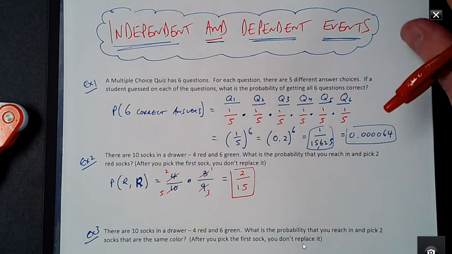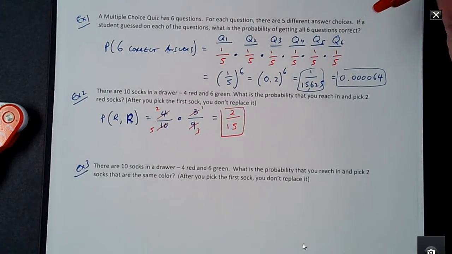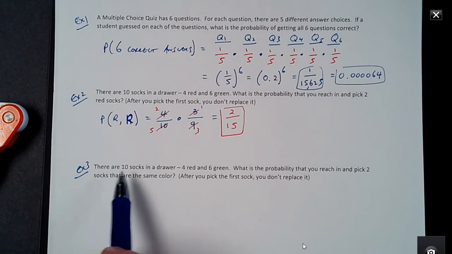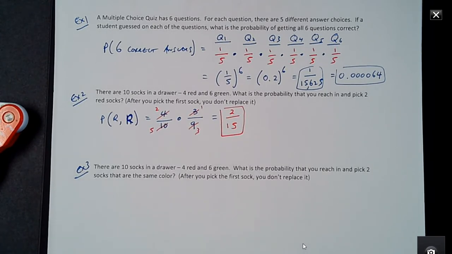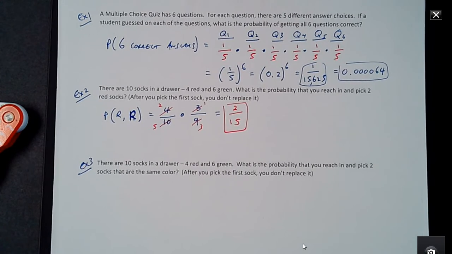All right, now this next question, I kind of like it because maybe you're not partial to red socks or green socks. Maybe you just don't care. Maybe you just want a matching pair of socks. So again, there are 10 socks in the drawer, 4 red, 6 green. What's the probability you reach in and you pick 2 socks that are the same color?